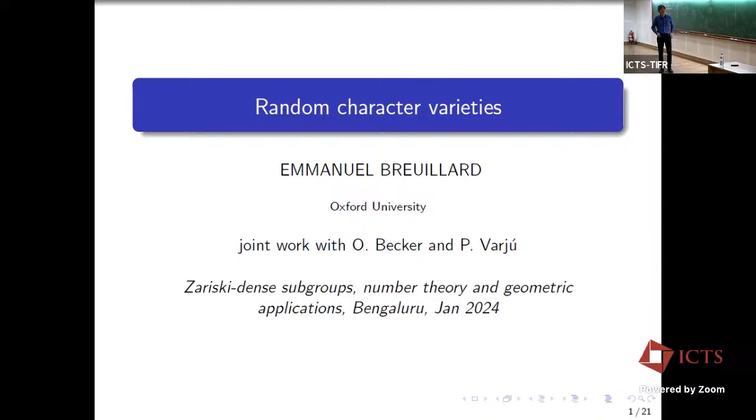I will talk about random character varieties. So what I'm going to be concerned with is a presentation. I have K generators and R relators. The W_i here will be words in x_1 to the plus or minus one, up to x_K to the plus or minus one. And they will have certain length. Typically, I'm going to be interested in the case when the W_i have roughly the same length, L. And so throughout the talk, K and R will typically be fixed.